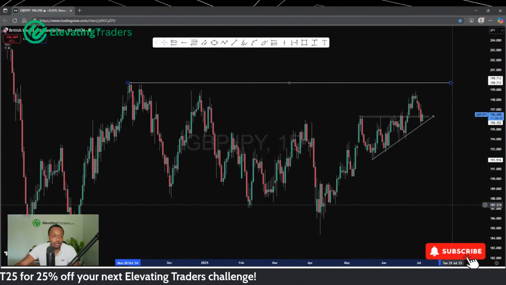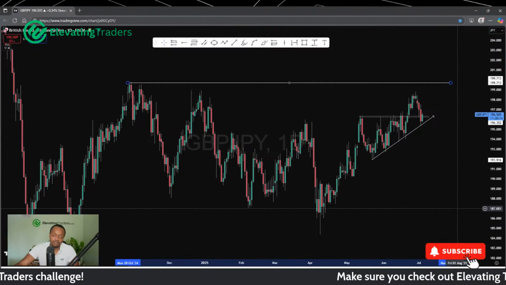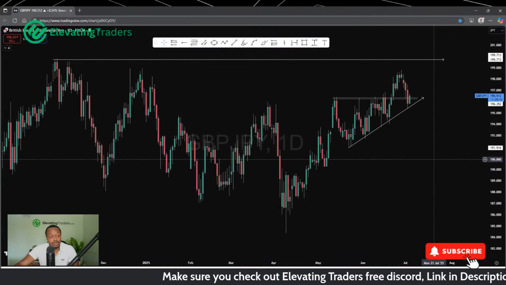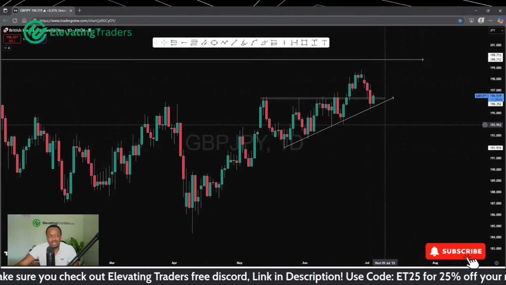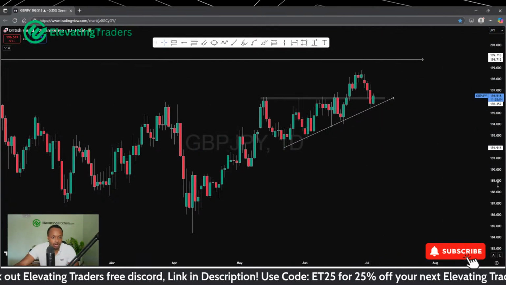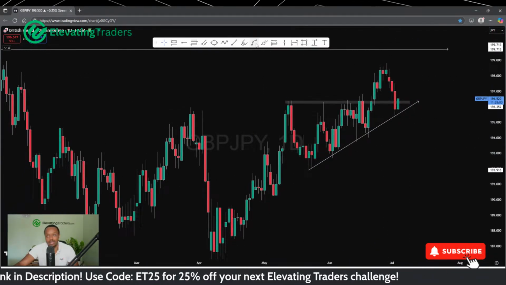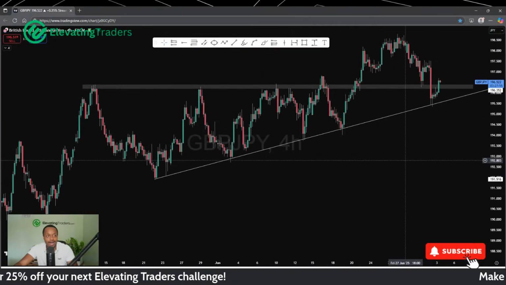I do think there's a big sell to be had with pound yen and a lot of the other yen pairs, but we can get into that later on. For now, the buyers are still very much in control. We did have a bit of a sell yesterday with pound yen, but it didn't break through major structure. It did break through that support level, but support doesn't necessarily dictate the direction of a market. It's the higher highs and higher lows.